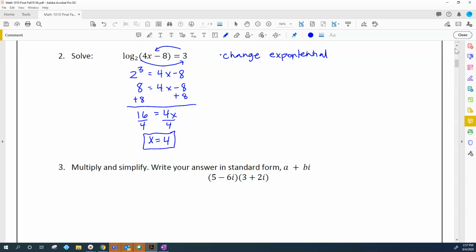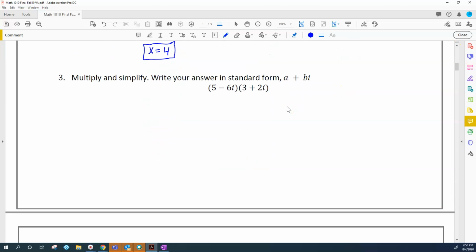But I want you to really take note of the ones that you are struggling with and put a little star by them or something so you remember, okay, I need to go back. I need to remember that I need to change these types into exponential form before I can solve it. That will make it a lot easier. Okay? Okay, what about the next one?